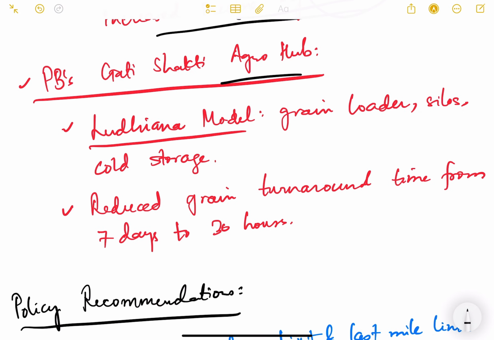Then Punjab's Gati Shakti Agro Hub, Ludhiana. I have already told you, the Ludhiana model. Grain loader is there. Silos have been constructed. Cold storage has been constructed. It reduced grain turnaround time from 7 days to 30 hours.